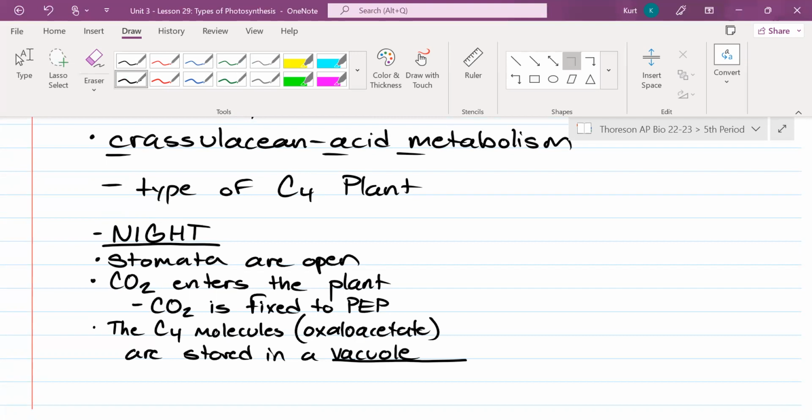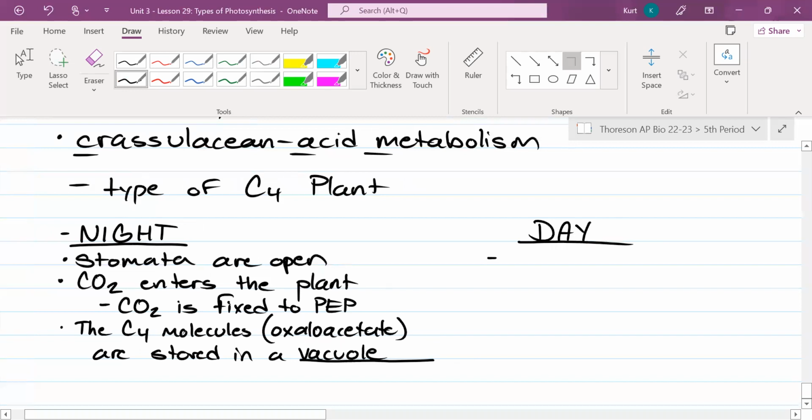What do you need to make the Calvin cycle spin round and round? You need ATP and you need NADPH. Where is ATP and NADPH made? Light reactions. Can you do the light reactions at night? No, you can't. This is why photosynthesis stops at this point at night. And then once the sun rises, everything goes back on track. So let's do daytime.